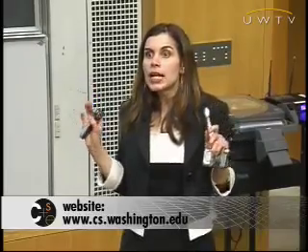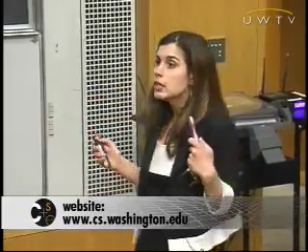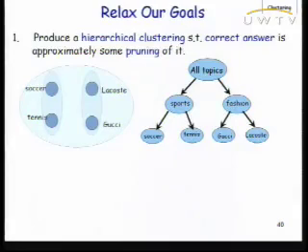And the first relaxation we consider is what we call hierarchical clustering. Here we allow the clustering algorithm to output a hierarchy or a tree on subsets such that the correct ground truth clustering is the pruning of the hierarchy. So for instance, a natural hierarchical decomposition for the document clustering example on the previous slide is this one right here, or maybe this one.